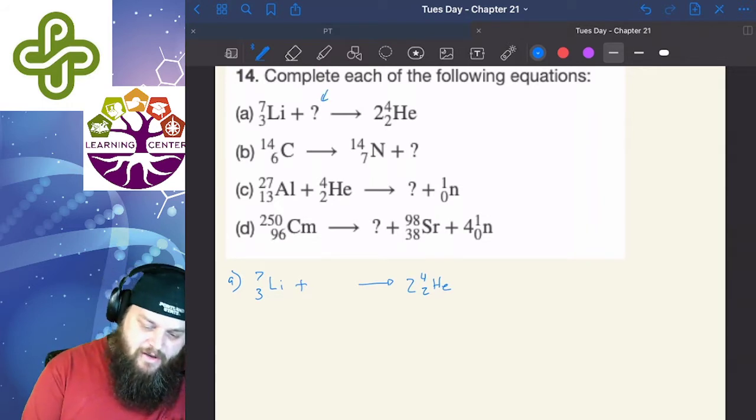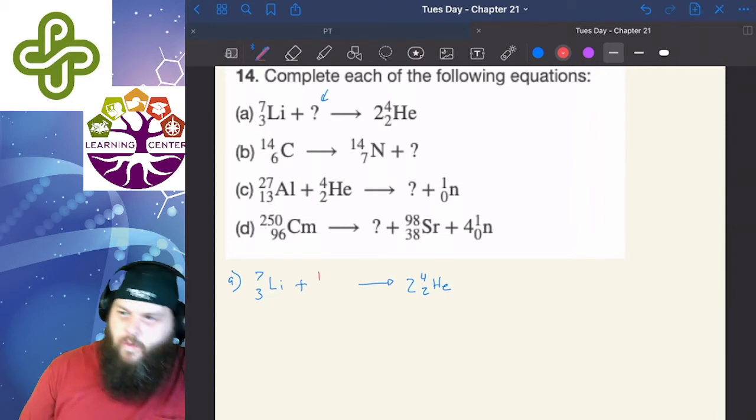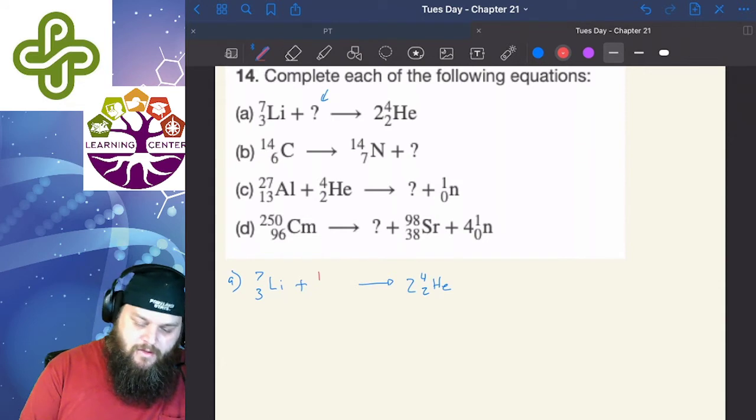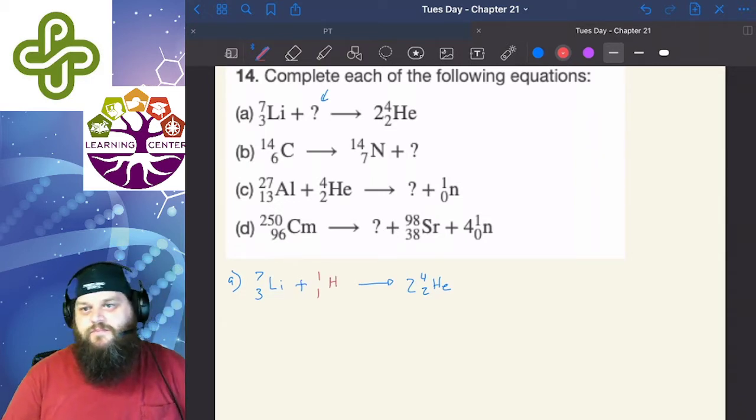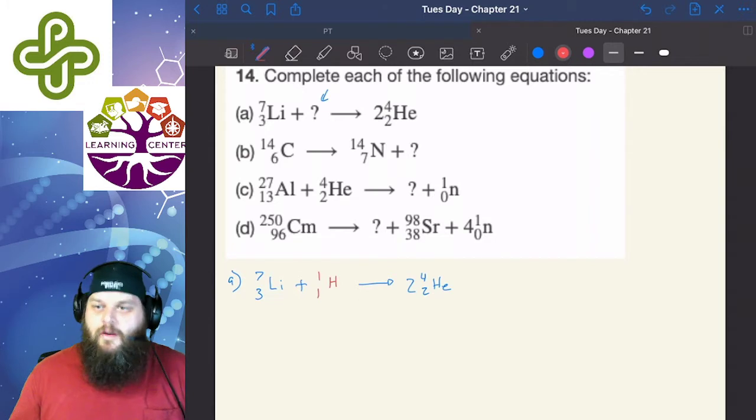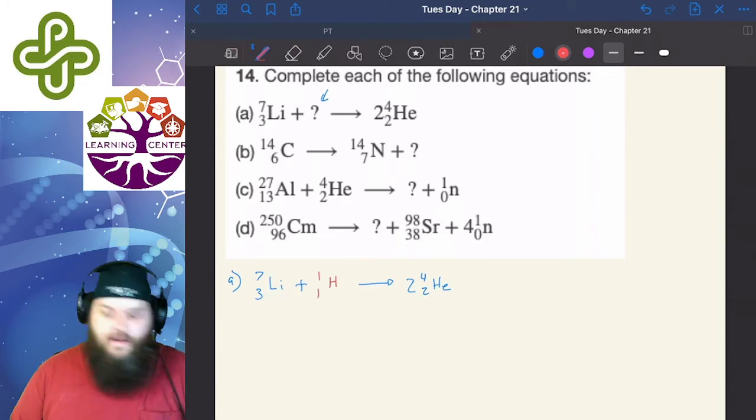So we can see right away that 2 times 4 is 8, minus 7, so that has to be a 1 up on the top. 2 times 2 is 4, and we have a 3 for lithium, so that has to be a 1 there. Well, that's going to be a proton. I'm going to call it H, hydrogen. So lithium, if you bombard it with protons, will create helium atoms.